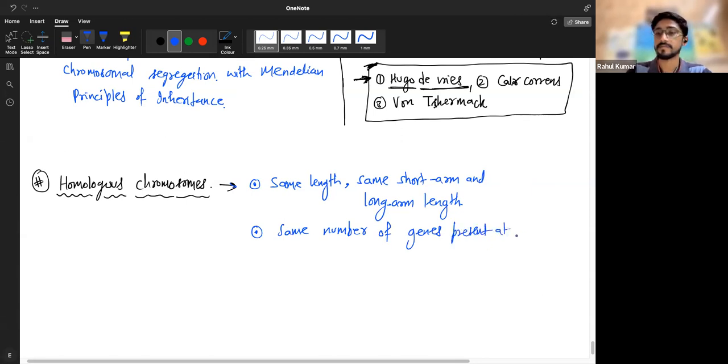Present at same locus on the chromosome.